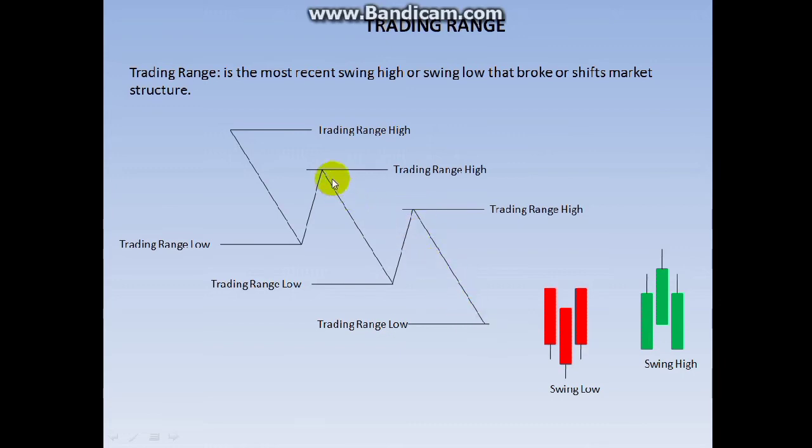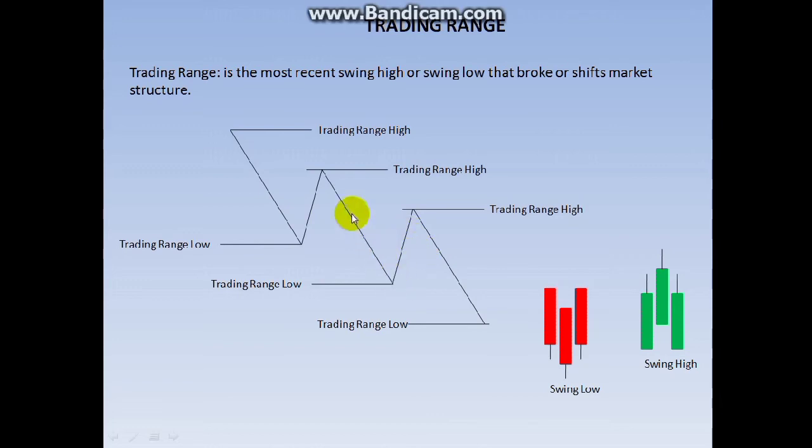Okay, so that is one way of identifying your trading range and being able to spot a break of structure, or rather differentiate between a break of structure and a shift in market structure. Okay, so the break of structure that occurs within this range is known as the break of structure.